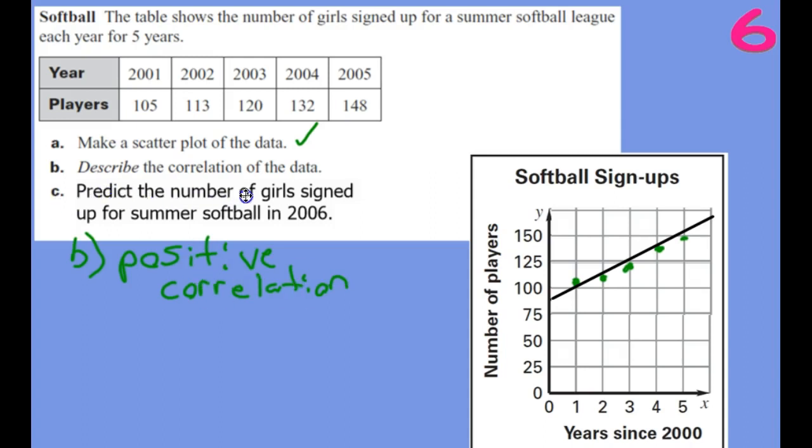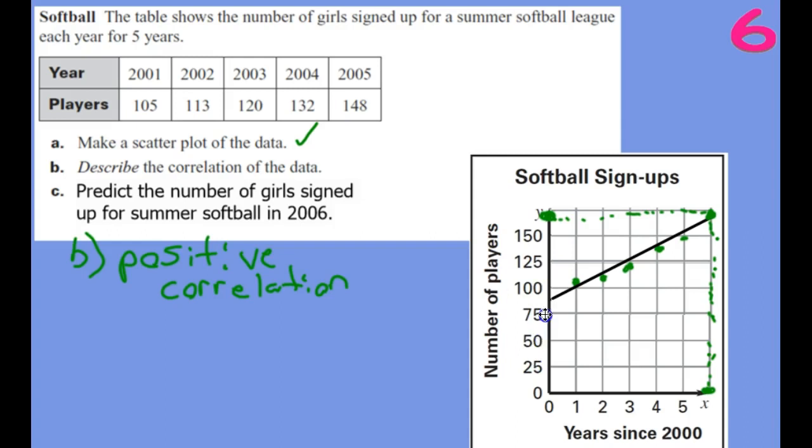C, it says predict the number of girls signed up for summer softball in 2006. So if this is the years since 2000, 2001, 2002, 2003, 2004, 2005, this would be about 2006. So what we're going to do is we're going to go from 2006 on our x, and we're going to go up until we hit our line. And we hit our line about there. Now once we hit our line, we're going to go over to our y-axis. And we found our point maybe to be about there.